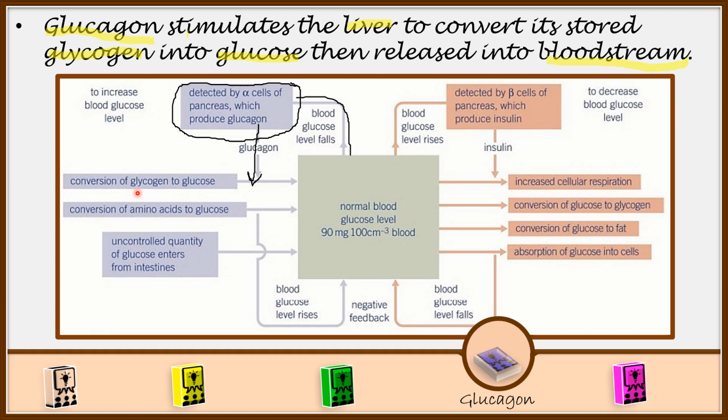Secondly, it will also instruct the conversion of amino acids to glucose. And when all these are taking place, that means that the level of the glucose concentration in the blood is increasing. So this will also cause the uncontrolled quantity of glucose from the intestine to enter into the blood. And when that happens, it is going to cause the blood glucose level to rise.